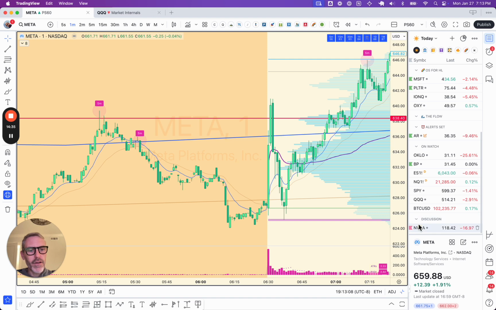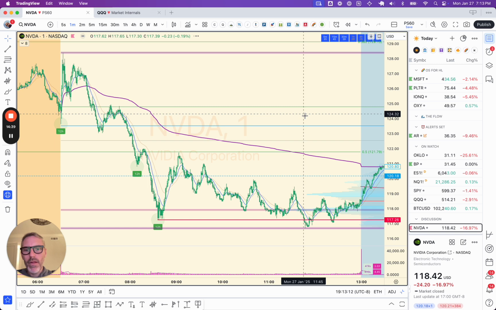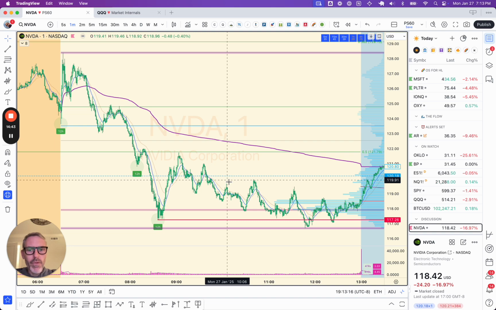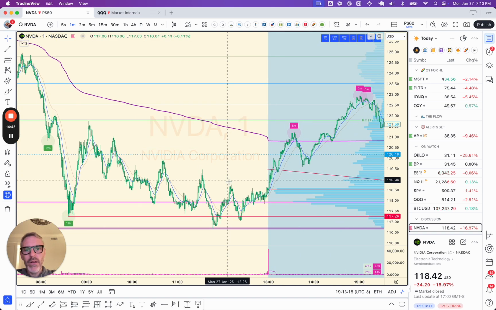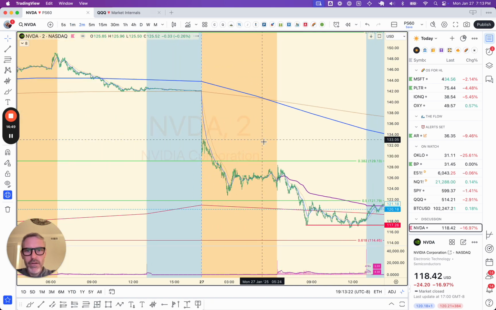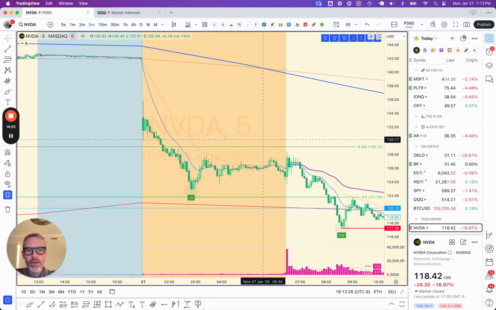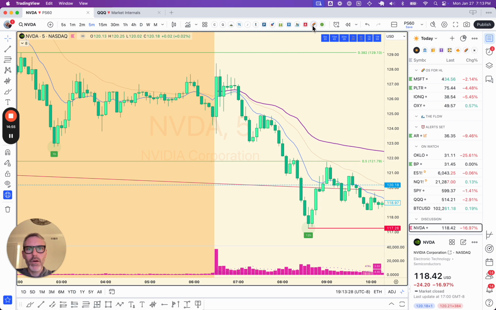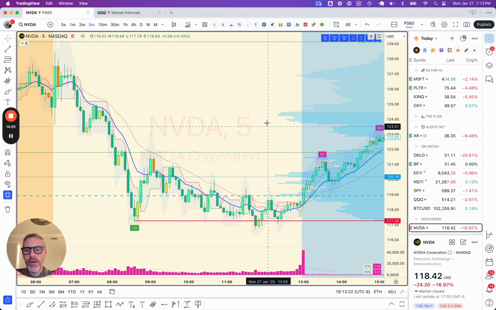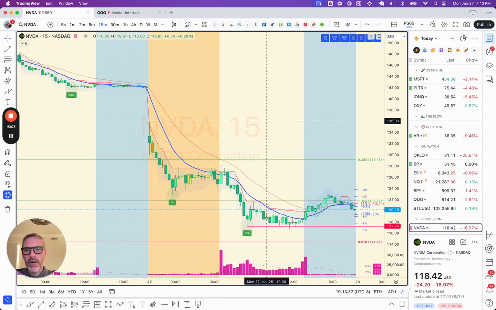Last but not least, let's talk about NVIDIA. So coming into the close, my thought was, and I talked about it in the video earlier, that I'm thinking a gap down would be pretty sweet. But let me put this on the 2 minute, and maybe it was a 5. What was holding it down all day? Let's just put on the MA rider. What held it down? It wasn't 5. I think it was 15. Let's see. Yeah, there it is.